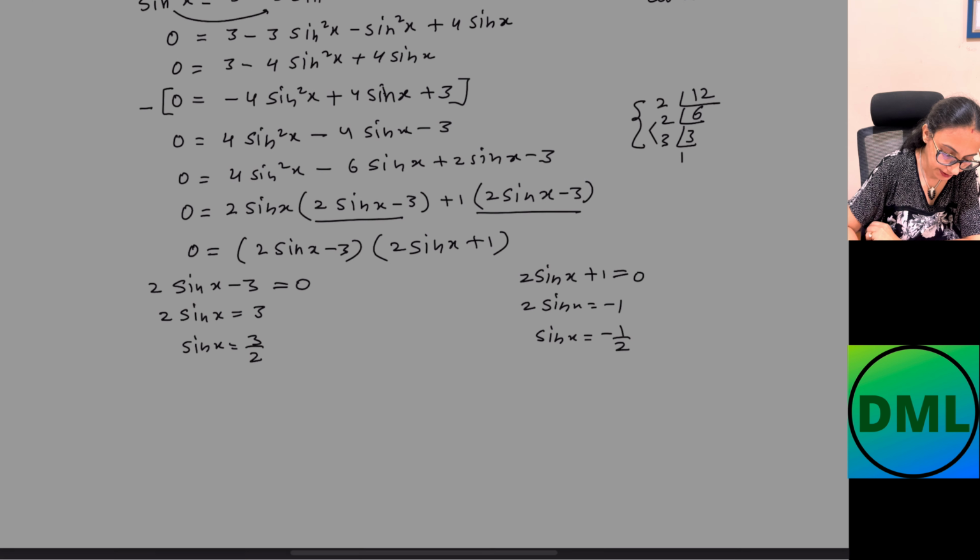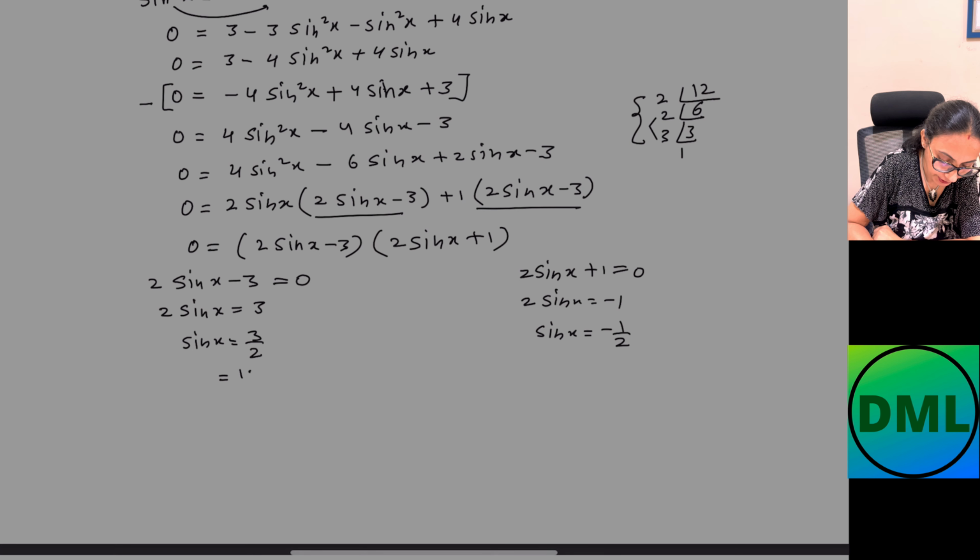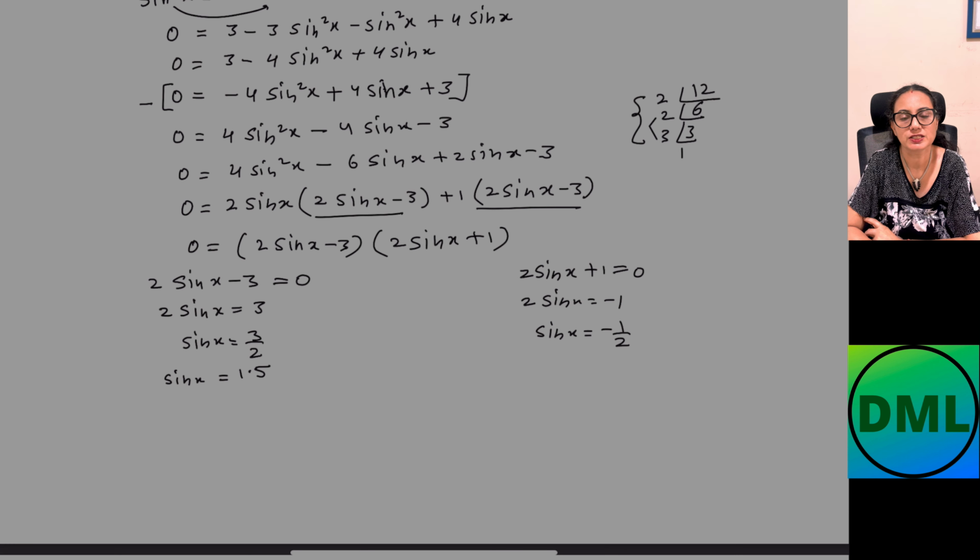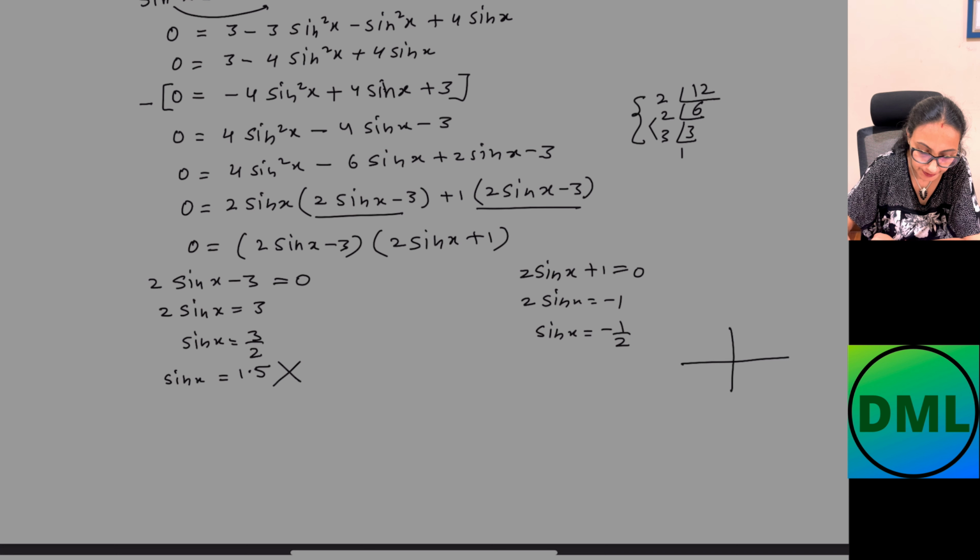This value of sin x here is 1.5. We know that the value of sin x lies between minus 1 and 1. This is 1.5, so this will not give us any answer. So we can neglect this answer. Our value will come from sin x is equal to minus half. As I told you earlier, we need to first block the quadrant. This is negative, so the sign is negative in the third and the fourth quadrant. We have to give all the answers in between them.